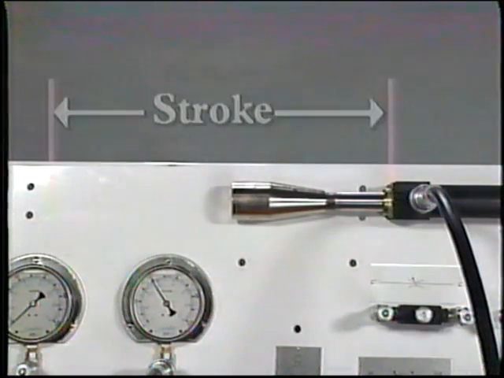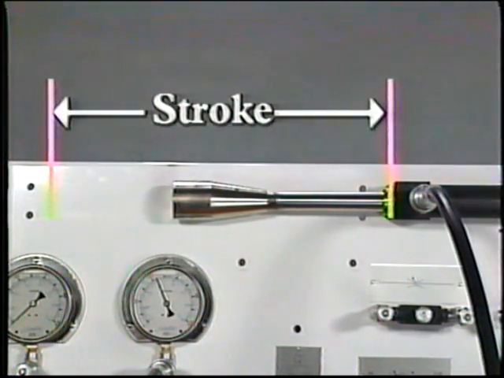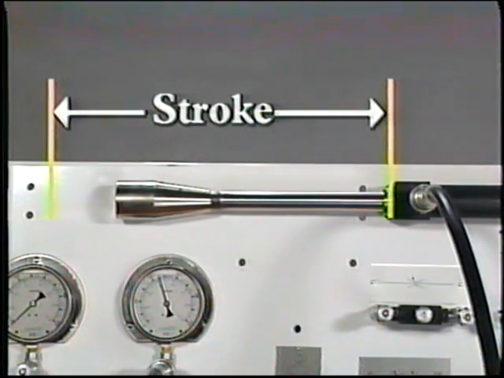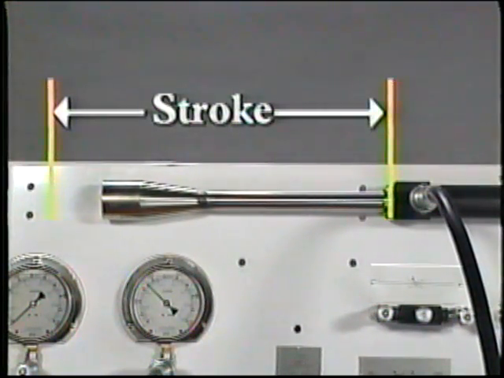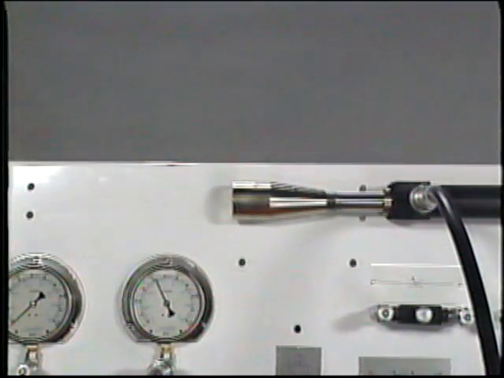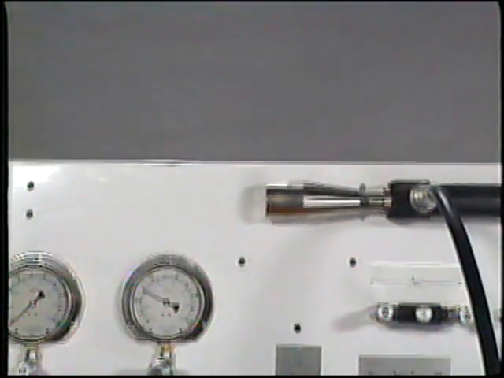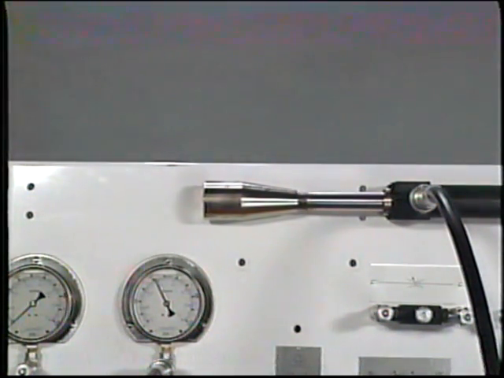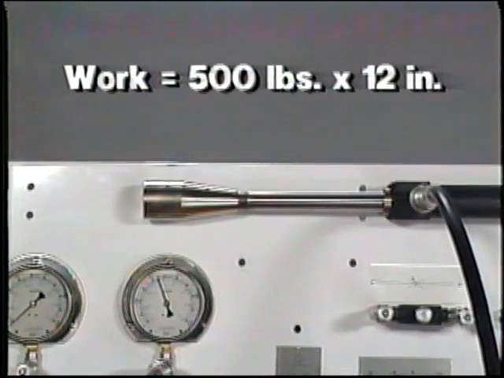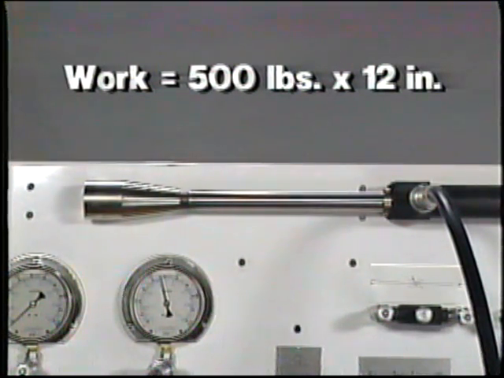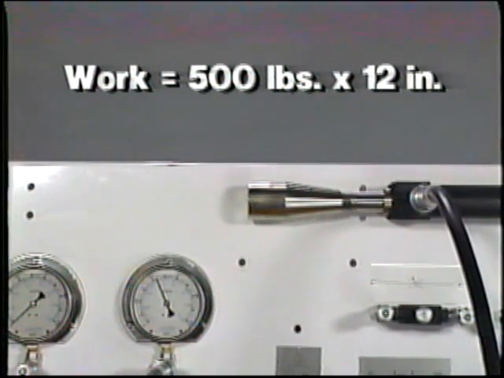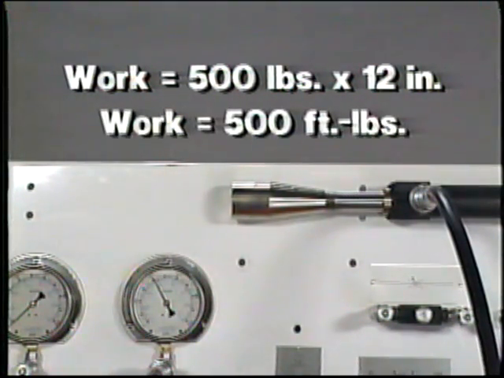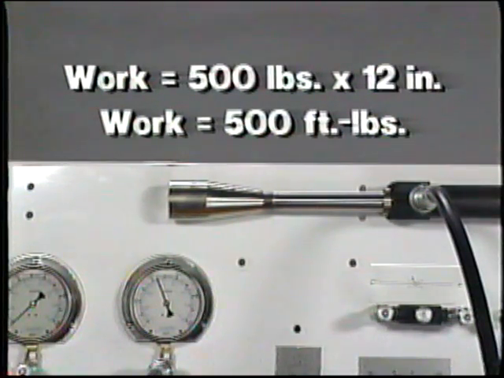In the case of a cylinder, the distance the load is moved is measured by the stroke of the piston, often in inches. Calculating the amount of work a cylinder actually performs is simply a matter of multiplying force times distance. For example, if a piston has a 12-inch stroke and we apply 500 pounds of force, we would say that the work done was 1 foot times 500 pounds, or 500 foot-pounds.